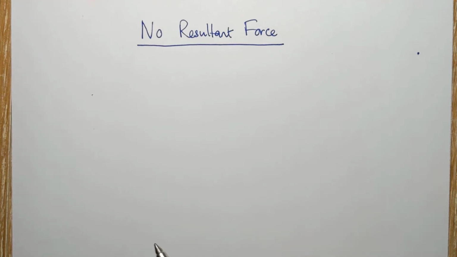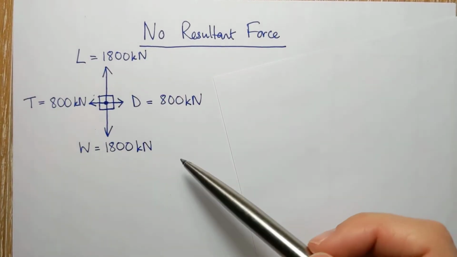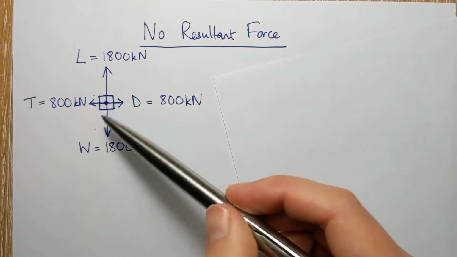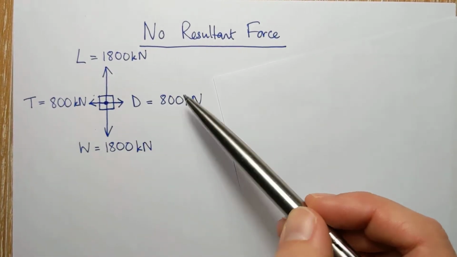Okay, but a really important situation in physics is when you have no resultant force on an object. So what does that look like in a diagram? Well, here's the force diagram for a plane flying at constant velocity. So we've got the lift balancing out the weight and the thrust cancelling out the drag there.